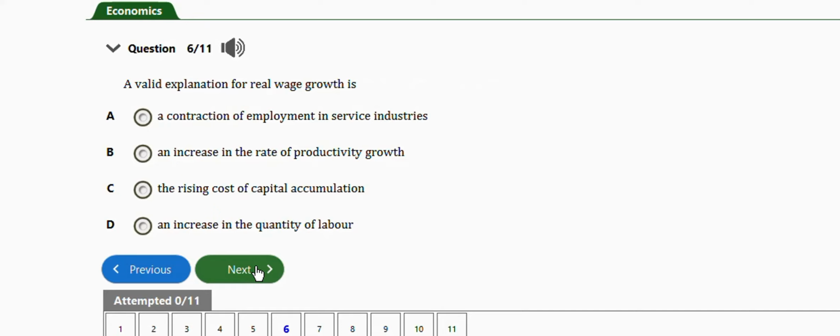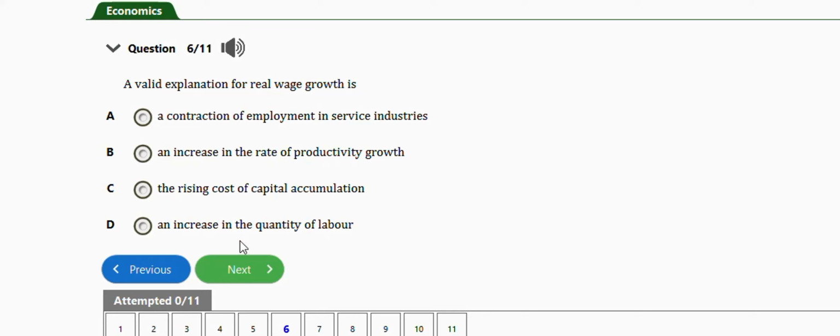Next question is this one. It says a valid explanation for real wage growth is. I think I've already answered this question. The right answer to this question is option B, which is an increase in rate of productivity growth. Okay, so that's it for this question.